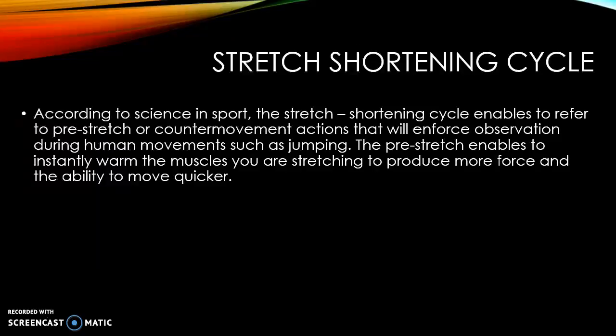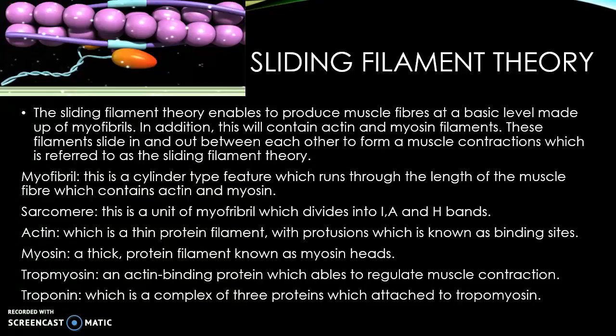Stretch shortening cycle. According to Science for Sport, the stretch shortening cycle refers to pre-stretch or counter-movement actions that can be observed during human movement, such as jumping. The pre-stretch instantly warms the muscles quicker in order to produce more force and the ability to move quicker.